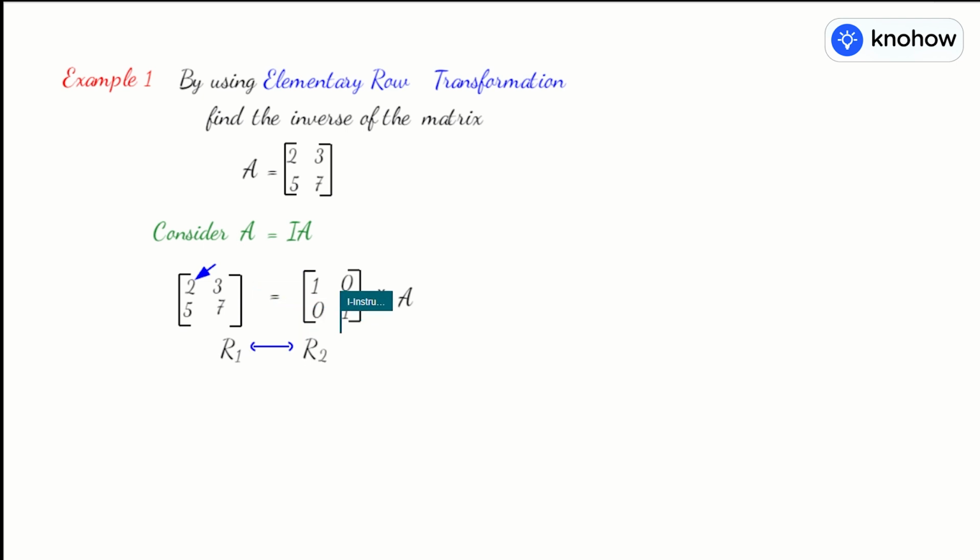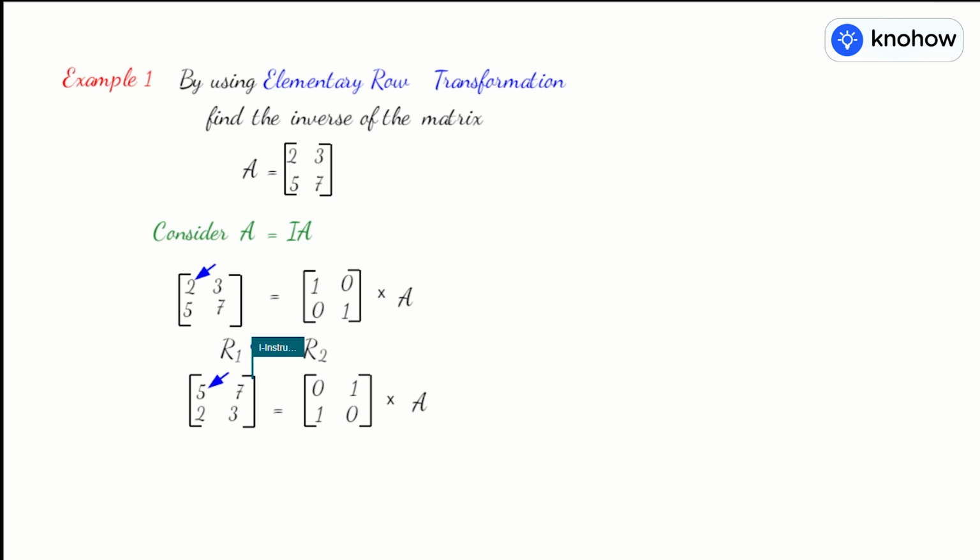So you get in the first row 5, 7, in the second row 2, 3. Remember, whatever operation you apply on the left, the same has to be applied on the right. Sometimes we forget to apply it on the right side. On the right side it will be 0, 1, 1, 0, and of course A we continue to write. And now, here this number is 5. If you subtract 2 times 2, 4, it will reduce to 1 and will not have any fraction.